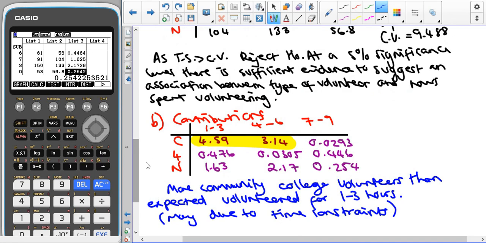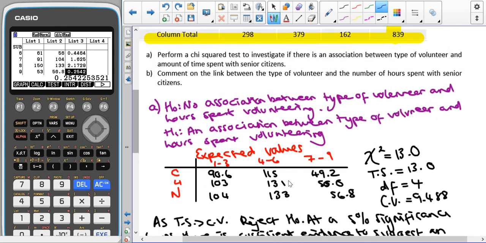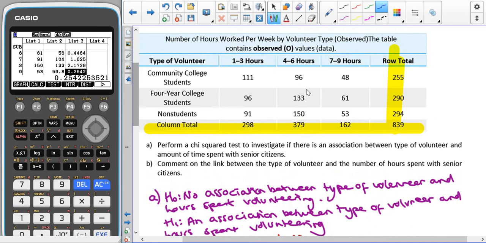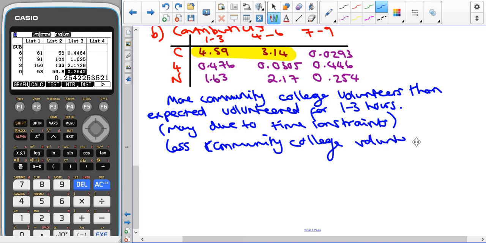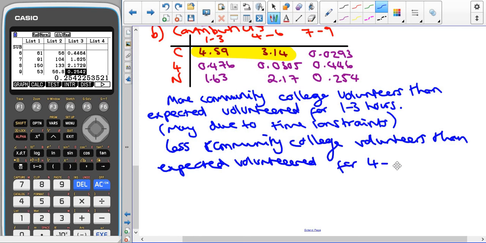And then we're having a look at the 3.14, which is 4 to 6 community college. So we were expecting 115. We had 96, so we had less than expected. So less community college volunteers than expected volunteered for 4 to 6 hours. And again, it's probably due to the same reason.